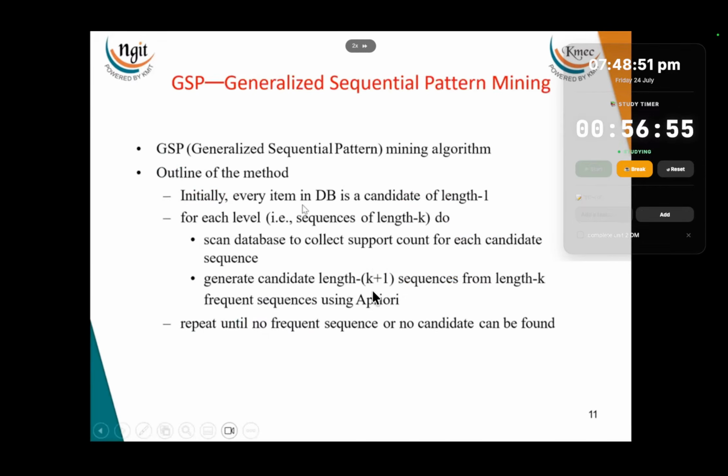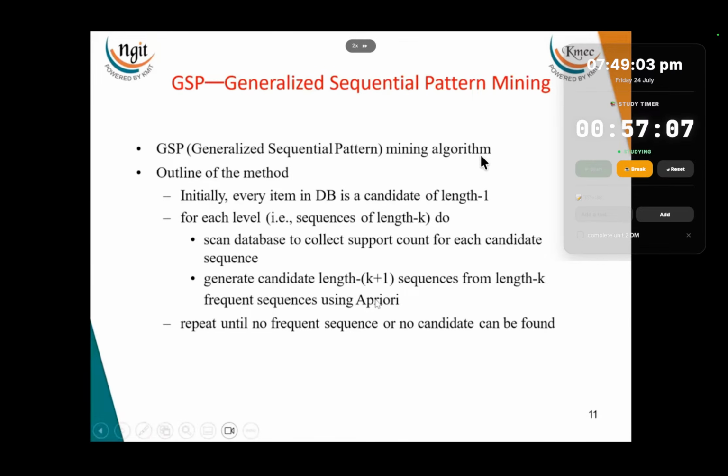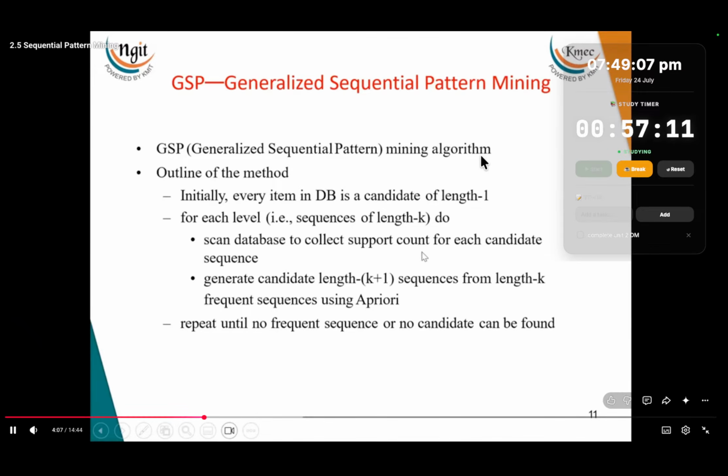So sequential pattern mining has different algorithms, and among those, generalized sequential pattern mining (GSP) is also one. Initially in GSP, first the database is scanned for the candidates of length 1, and after finding the length 1 candidates, it is repeated for the k+1 sequences. Before this, after finding the length, we need to find the support count.